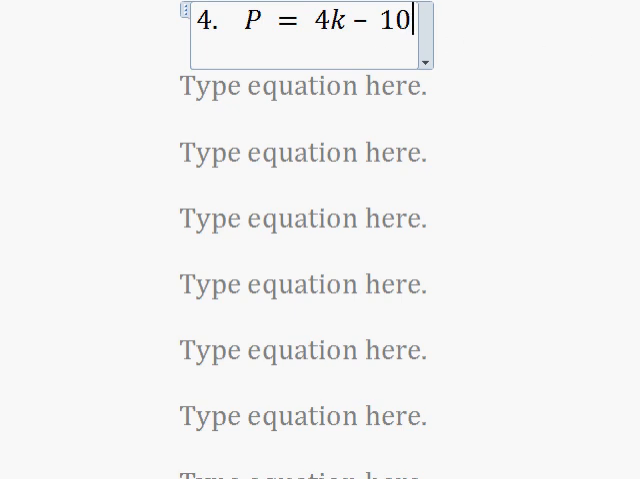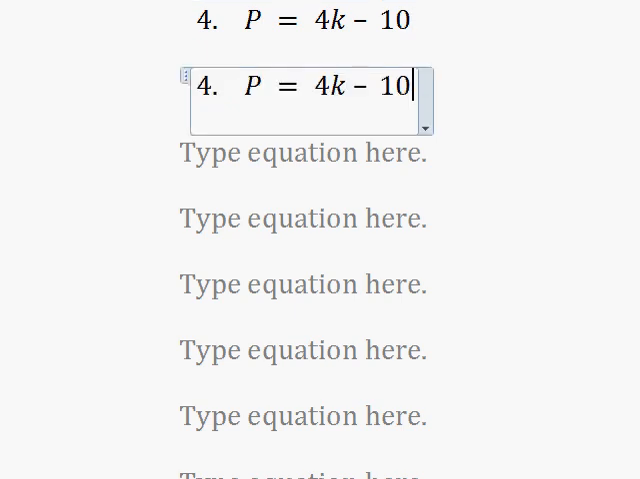So let's bring this to our work. We know that P is 50, so we can simply substitute 50 for P and say that 50 is equal to 4k minus 10. K, remember, is a letter standing for an unknown number. 4k means 4 times k. So what we're saying is 4 times some unknown number, take away 10 will give you 50. You need to figure out what number k is.